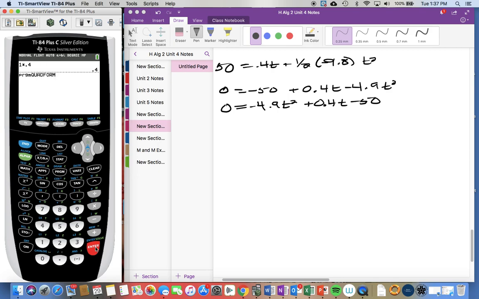At which point, again, I would recommend using quadratic formula on your calculator to solve that equation. If you don't have quadratic formula on your calculator, just do a quick Google search for quadratic formula program on YouTube or anywhere like that. And it'll usually take you through step by step how to program that. If you need to, I can always also make a video of that as well. But for this one in particular, once I'm running my quadratic formula program, I've got negative 4.9 for a, 0.4 for my b value, and I've got negative 50 for my c value.